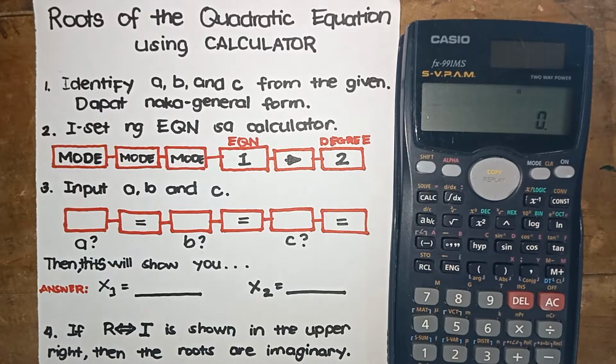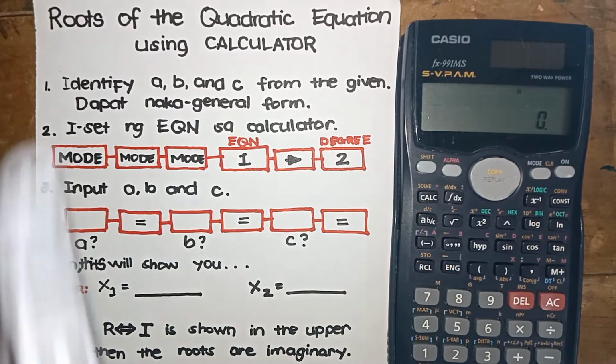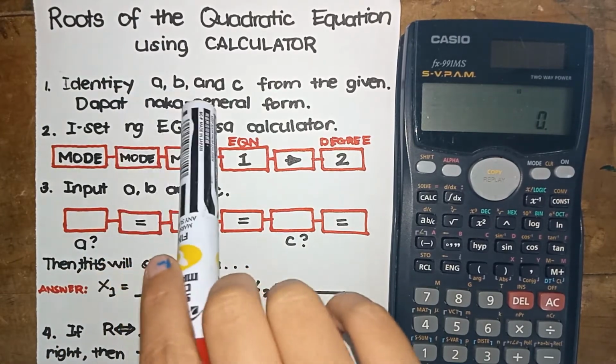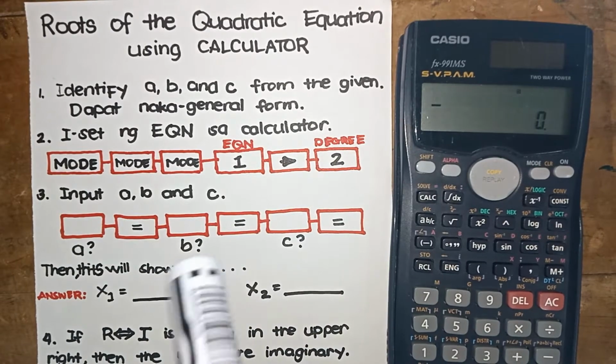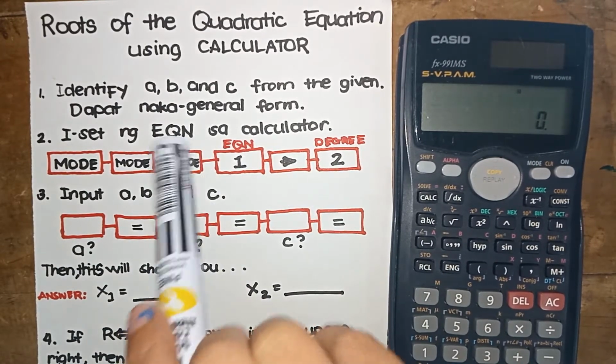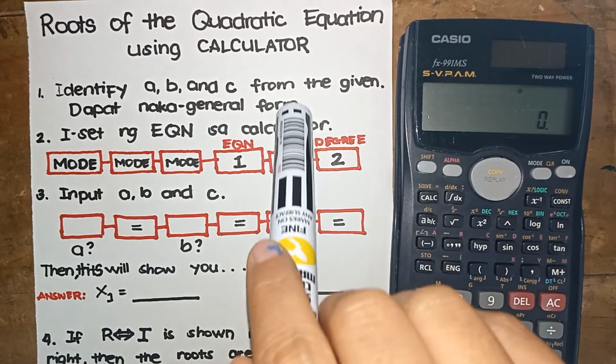And sa paggamit ng calculator, we can find the roots that are real and imaginary. And depende yun lagi sa given. Okay, first step is to identify the A, B, and C from the given equation. And before you have those values, make sure na ang quadratic equation natin ay naka-general form.